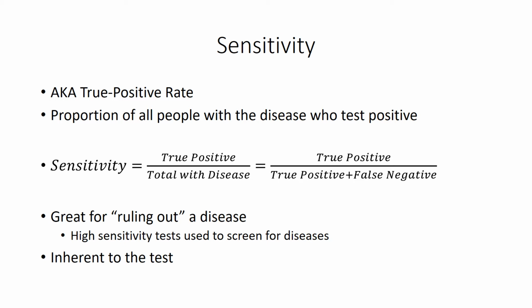You'll hear that sensitivity is important for quote-unquote ruling out a disease. That's because if you have a high sensitivity, that means you have a low false negative rate, which means it's great to screen for diseases. Remember that sensitivity is also inherent to the test. So if I take this same test with the same cutoffs and use it on a different population, the sensitivity will remain the same. It's inherent to the test, not the population of people.